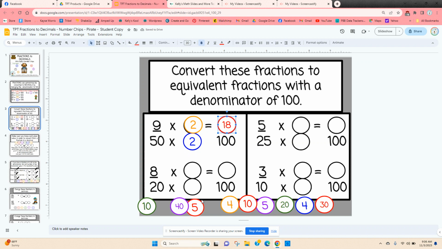8/20, so we know we have to multiply 20 times 5, so we have to also multiply 8 times 5, and we get 40 hundredths, and so on. And again, you'll use every single number.